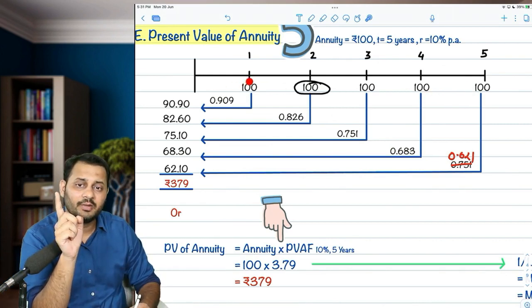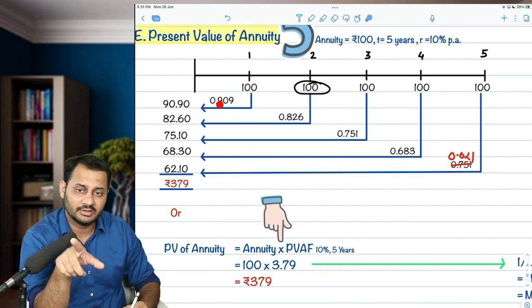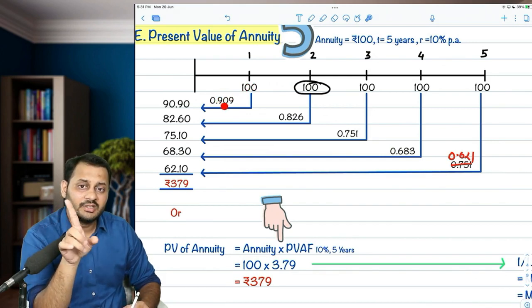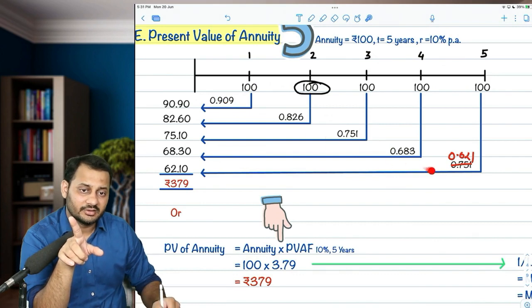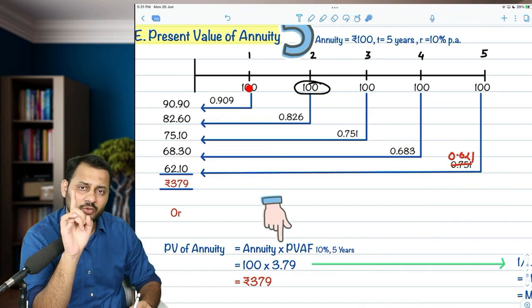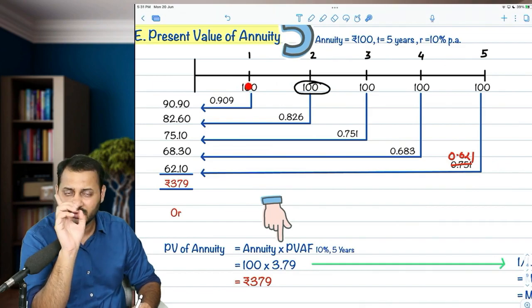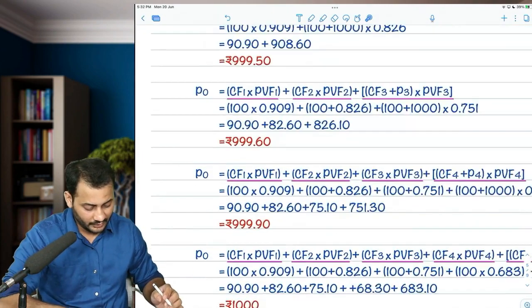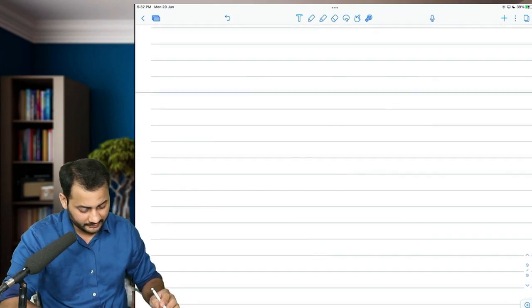Instead of multiplying again and again with 100 rupees, what we can do is we can total this. We can sum these present value factors. Do the summation of all these present value factors and multiply it with only 100 rupees. Once only. I will show you how it is being done.